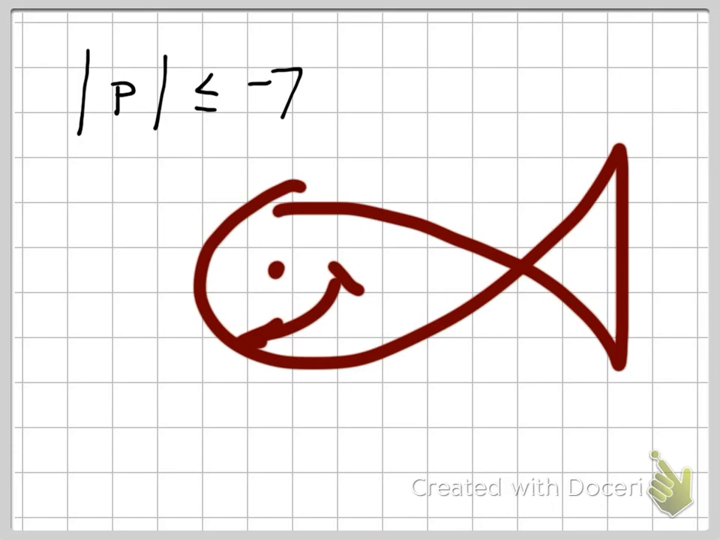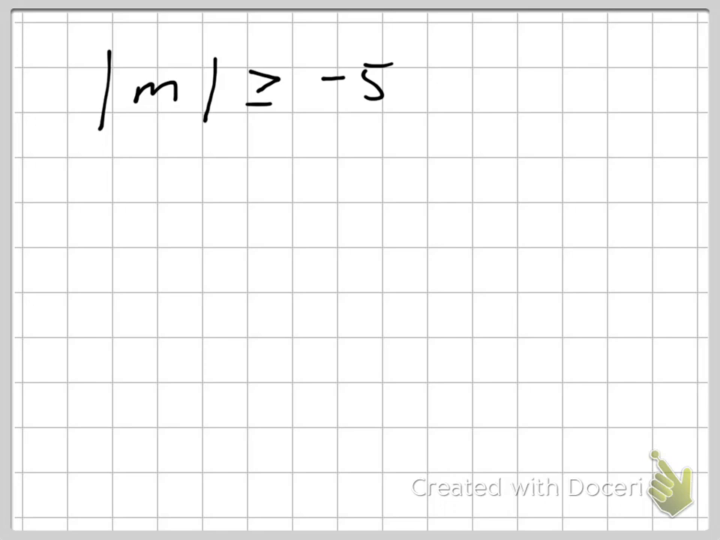On the flip side, the absolute value of m is greater than or equal to negative 5. What absolute values are greater than negative 5? All of them, because they're all positive. You can't find a number that you could put in for m and get a number that will not work.